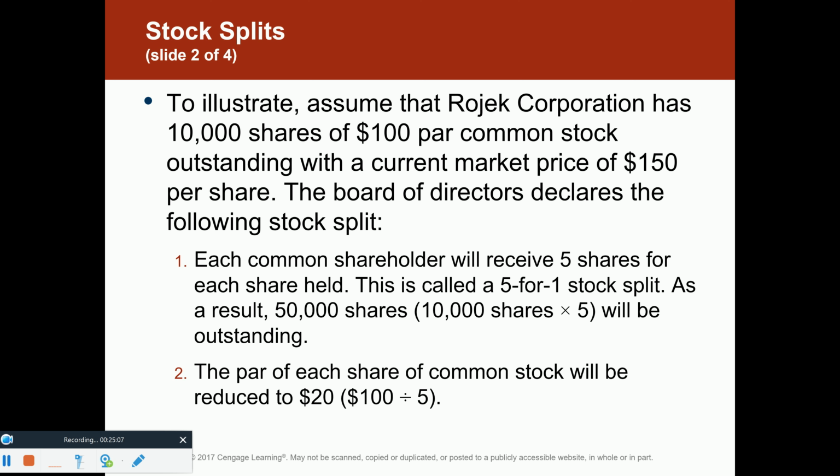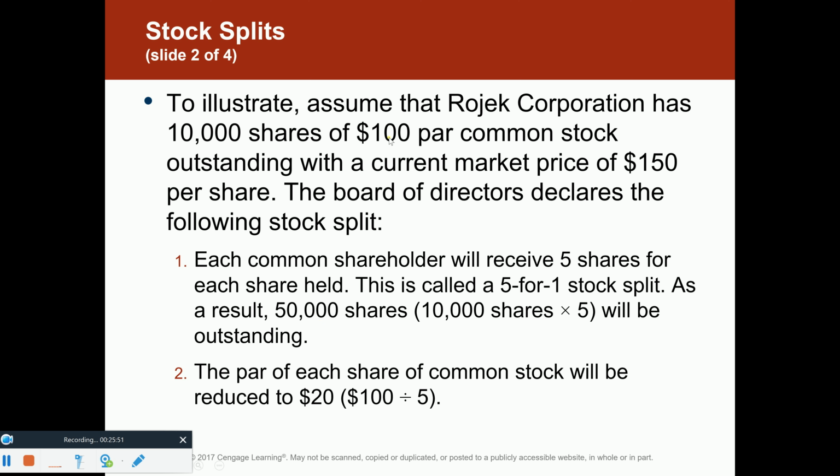Here's the example. Assume that Roject Corporation has 10,000 shares of $100 par common stock, and the current market price is $150 per share. The company is a little concerned that this $150 market price is too high. So the company decides to split its shares 5-for-1. Each shareholder, instead of having 10,000 shares cumulatively, is going to have 50,000 shares. So the number of shares goes up 5-for-1. 10,000 times 5 is 50,000.